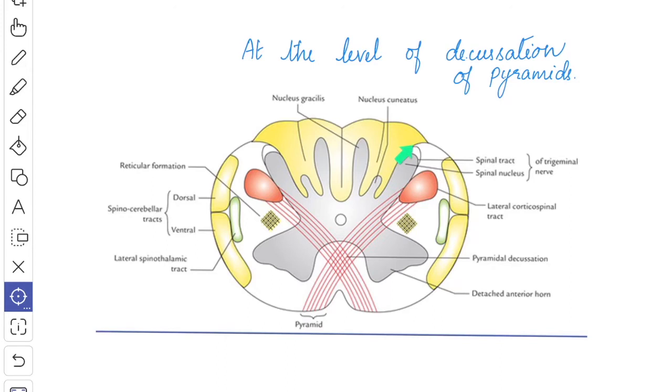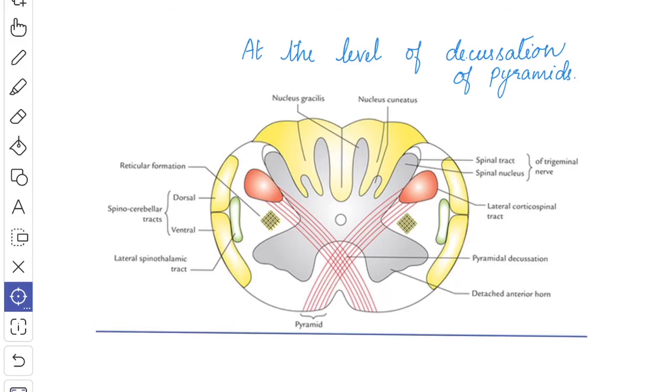Then you can see the spinal tract of the trigeminal nerve. It is a bundle of fibers which caps over the spinal nucleus of the trigeminal nerve. Then you can see the pyramidal decussation.